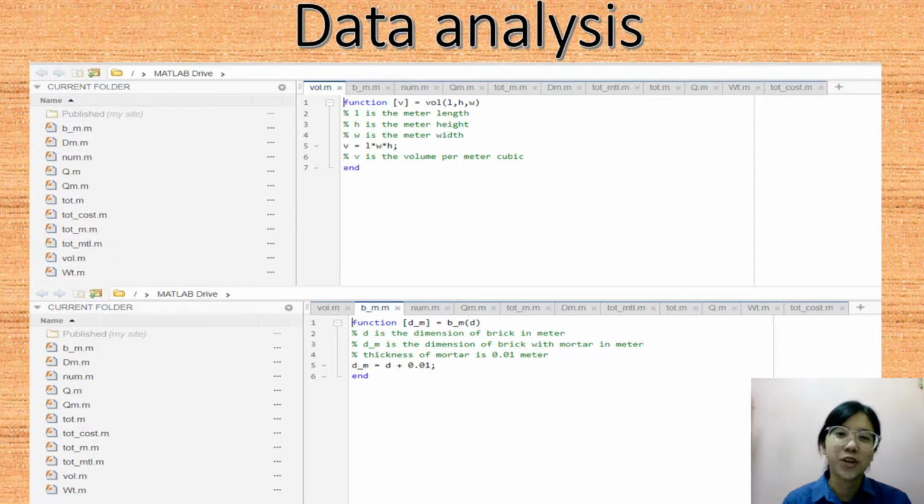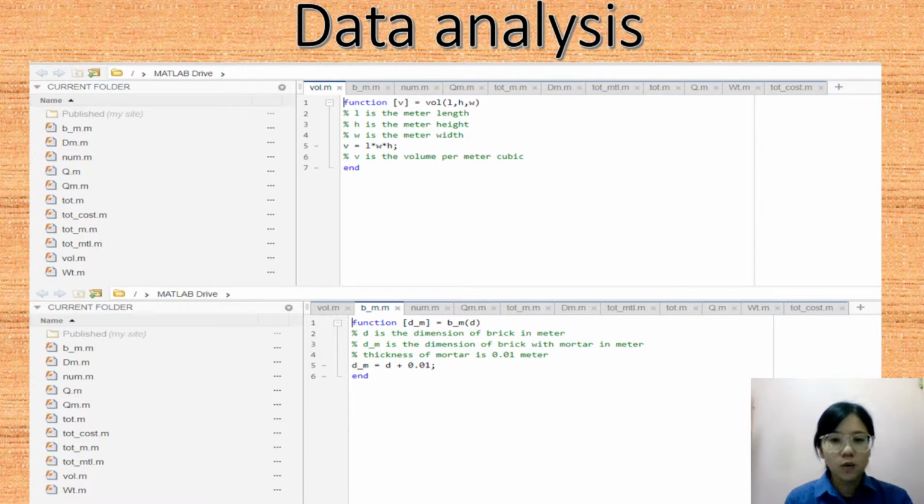Hello, my name is Tan Yi. I will continue the presentation about the data analysis or the coding of this project. First of all, we have prepared 11 function files for our calculation. The first function that we use is to calculate the volume, which is length times height times width.